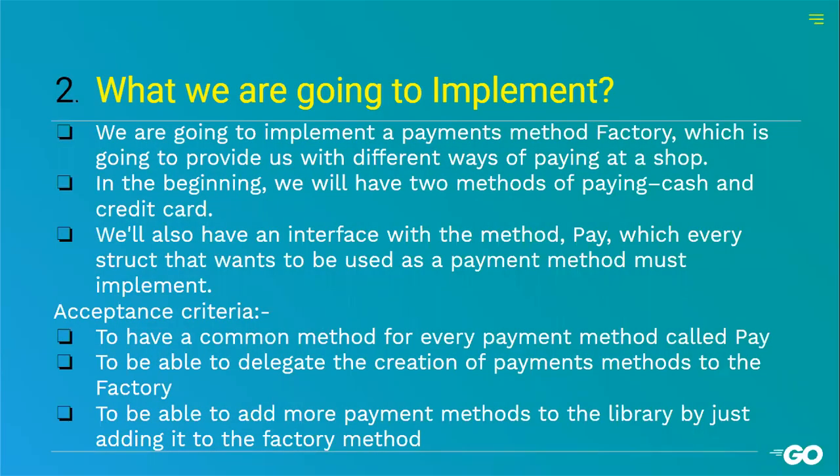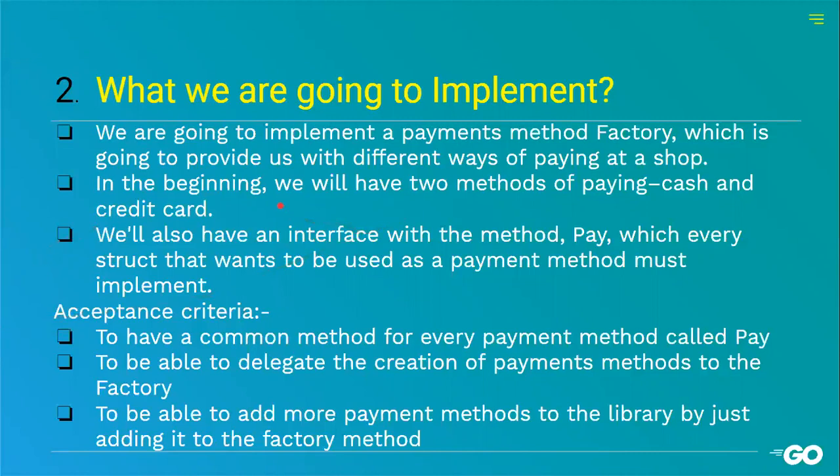So now what we are going to implement is a payment method factory, which is going to provide us with different ways of paying at the shop. Suppose there is a shopkeeper who wants a software where he can accept payment from the user in any mode. It can be cash, debit card, or credit card, right? That software must have a functionality called payment method, and if he passes the payment method as the argument of the function, he can easily get the payment and his work is done.